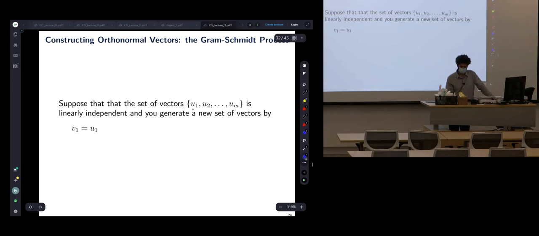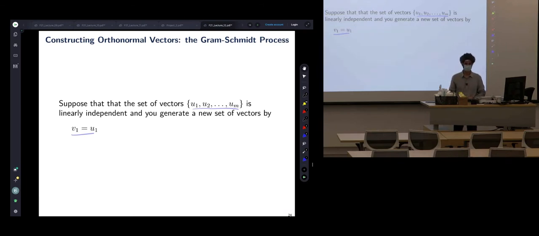U is the original set of vectors. V is the output, the result. Set the first one, V1, to U1. This is easy. That means pick the first direction to be the same as it is. That's my first independent direction.